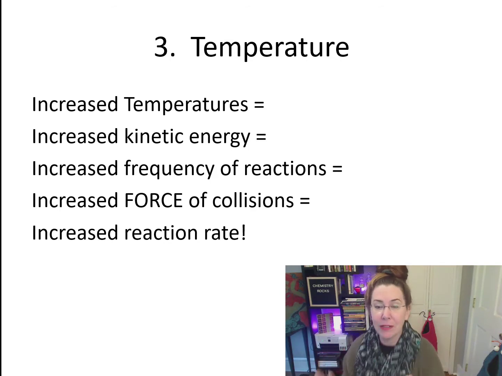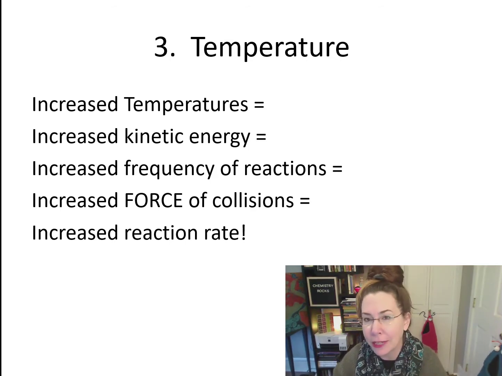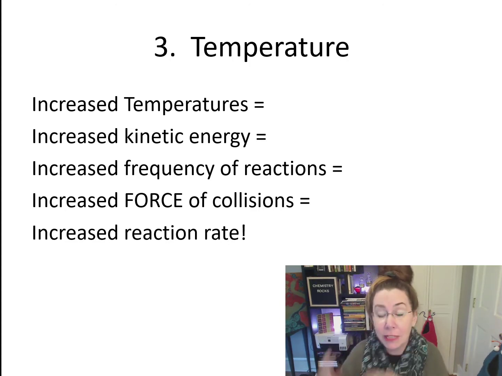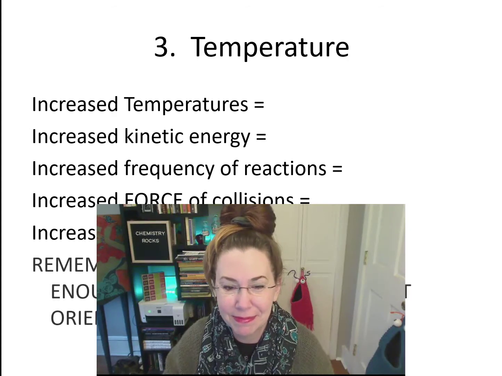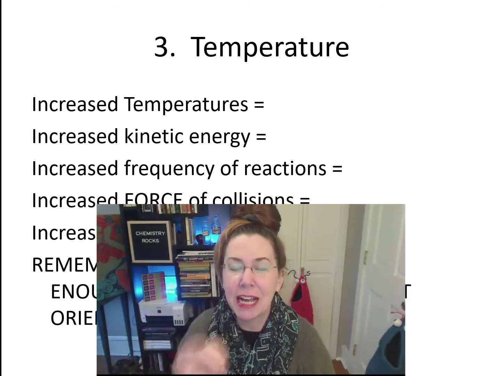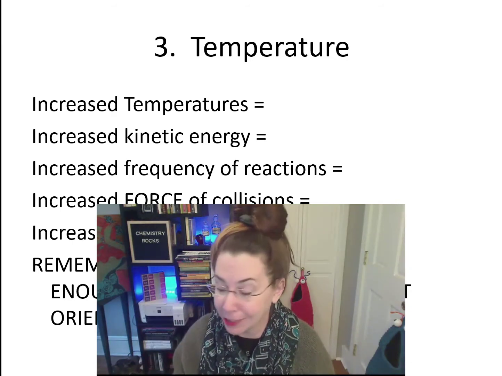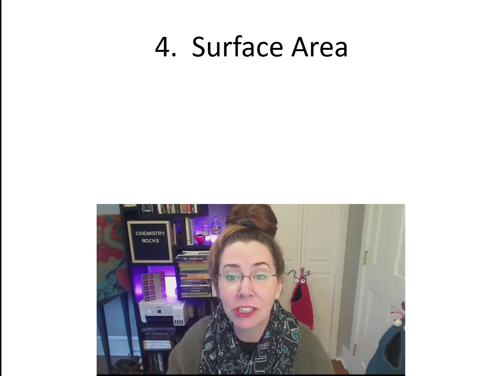Because remember, collision theory says that particles need to collide with sufficient energy and in the correct orientation. So far, there's nothing we can do to control the orientation they hit at, so we just make sure they hit more often so they have a better chance of hitting in that correct orientation. So collisions have to have enough energy and be in the right orientation or position for a reaction to occur. The fourth thing that can affect the rate of reaction is surface area.